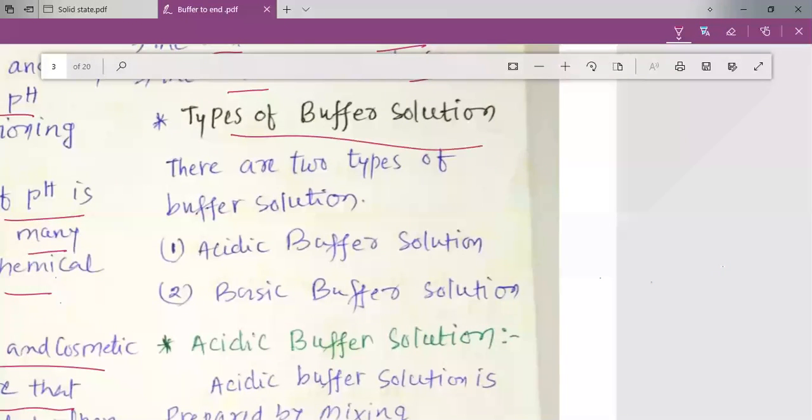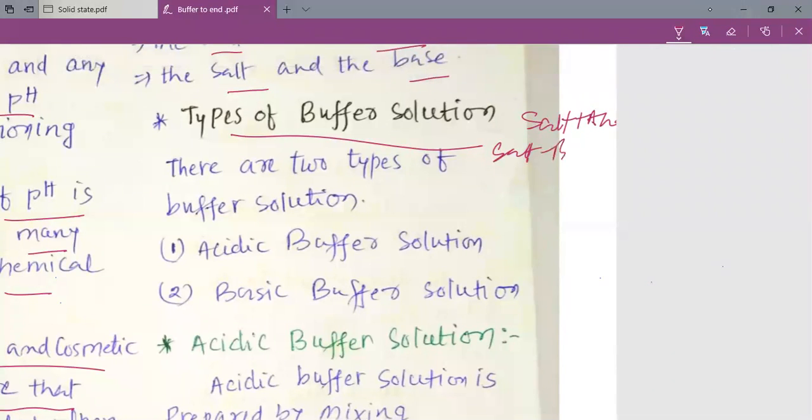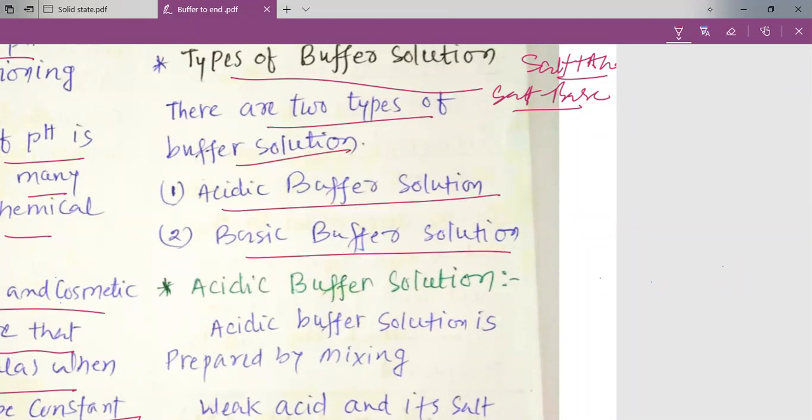But please remember that a buffer is prepared from salt and acid, or from salt and base. That is what we can understand. We will study what kind of salt and what kind of acid, or what kind of salt and what kind of base we need. There are two types of buffer solution. One is acidic buffer solution, another is basic buffer solution.